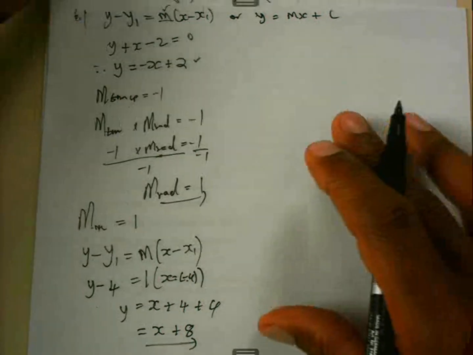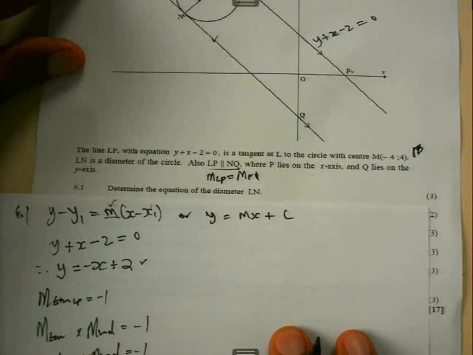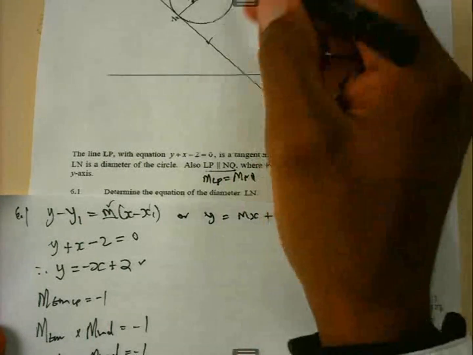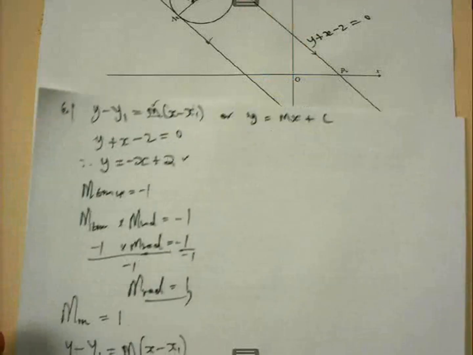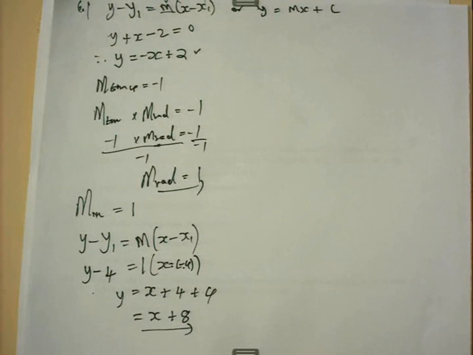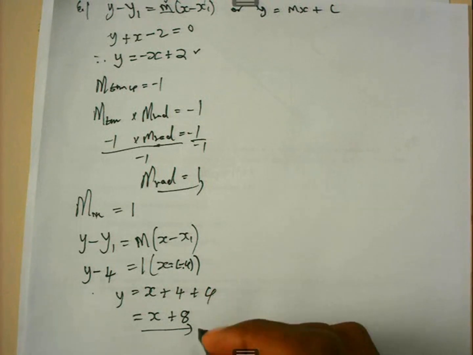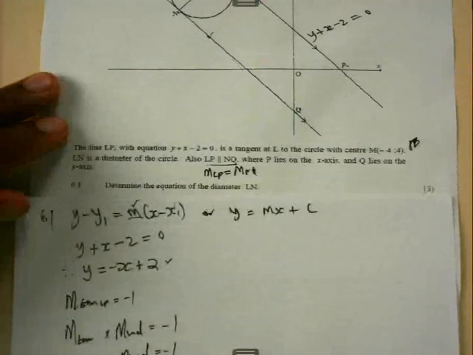Therefore, now 6.1, the equation of the line Ln is equals to x plus 8. The equation of the line Ln is y is equals to x plus 8. Right. Now, this was the first question.